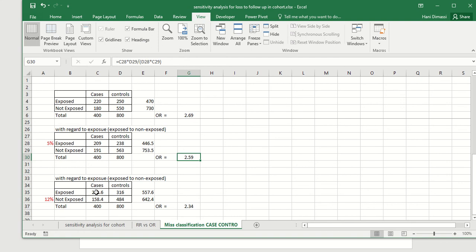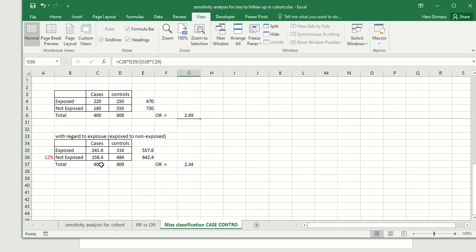The last example, we're still doing non-differential. However, from the non-exposed I'm putting them in the exposed. So I'm taking from the bottom and putting them on top. How much am I taking from the bottom? 12%. So you remove 12% from 180, you put it up. 12% from 550, you put it up. By doing so, you get these numbers. And then you calculate the odds ratio, and sure enough, the odds ratio is again biased towards the null. Meaning again, it's lower than 2.34.